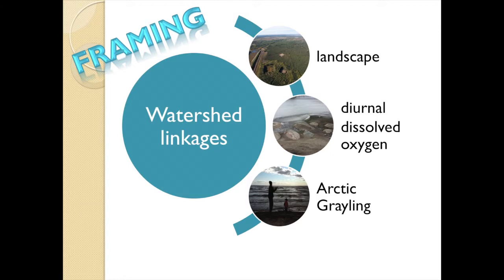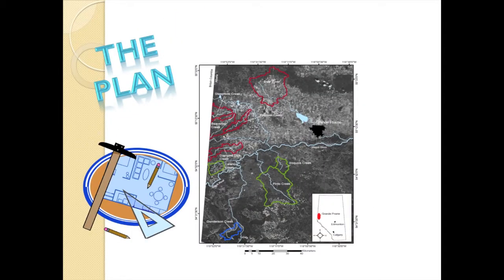And more importantly, it was the linkages between them. So the relationship between land use and dissolved oxygen, and the relationship between dissolved oxygen and grayling. And could I connect all three of those dots? So I had a problem now that was in a manageable scope. So I was able to find a supervisor, Michael Sullivan. He's the provincial fisheries scientist. And we sat down and worked out a plan.